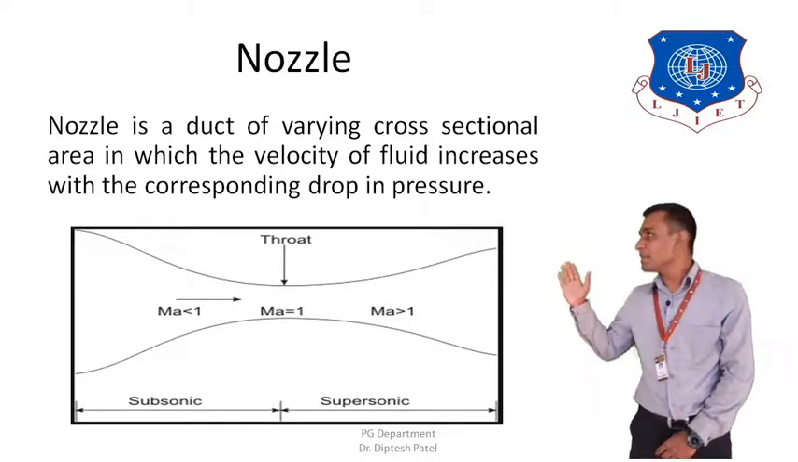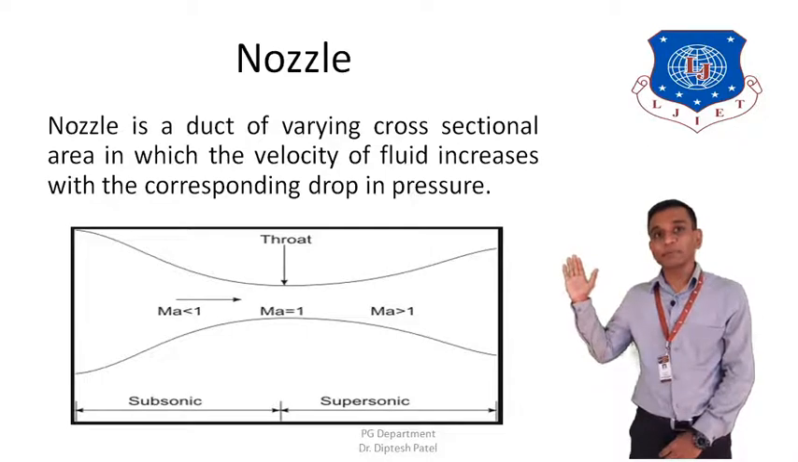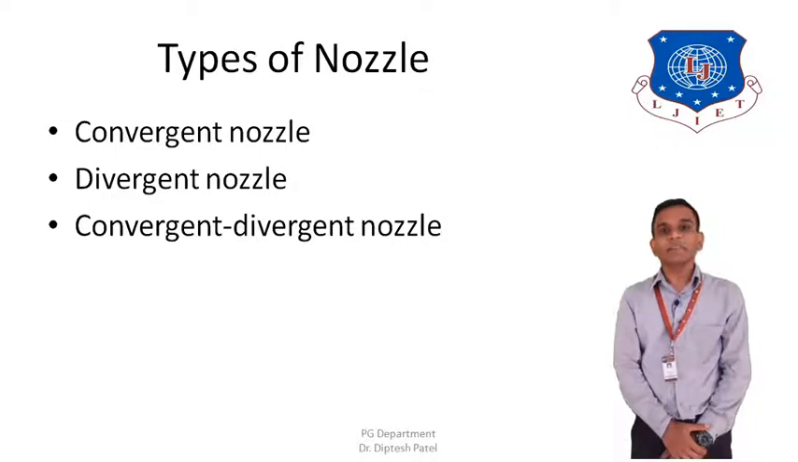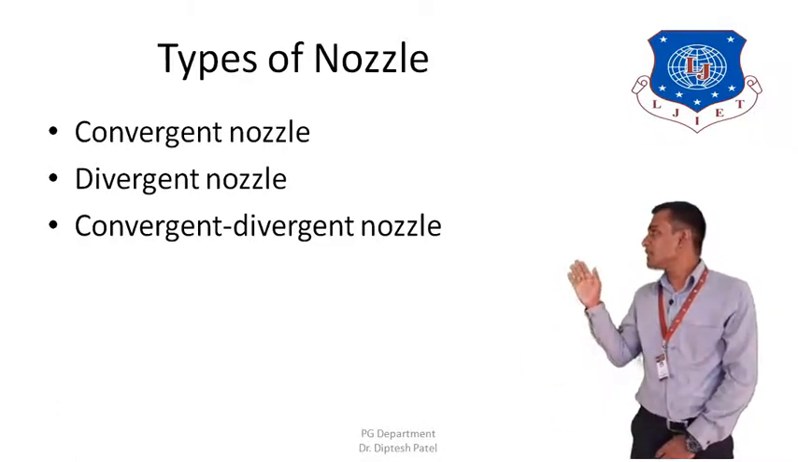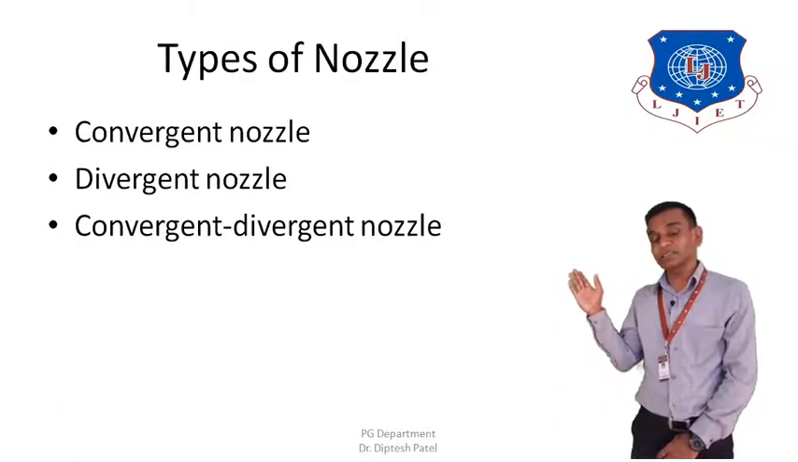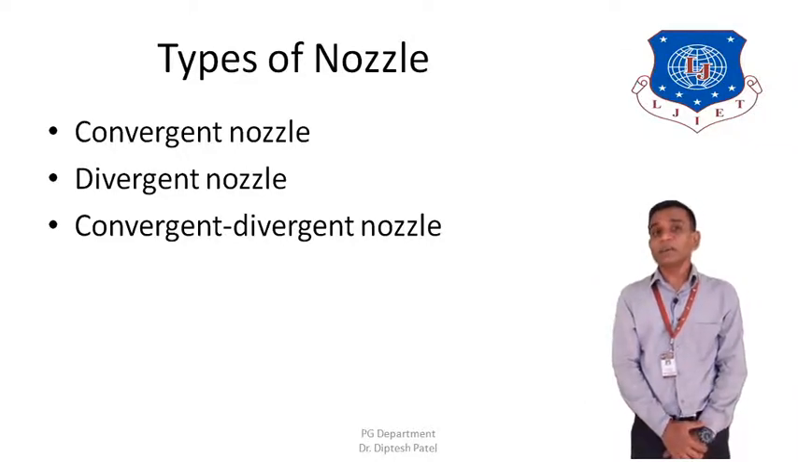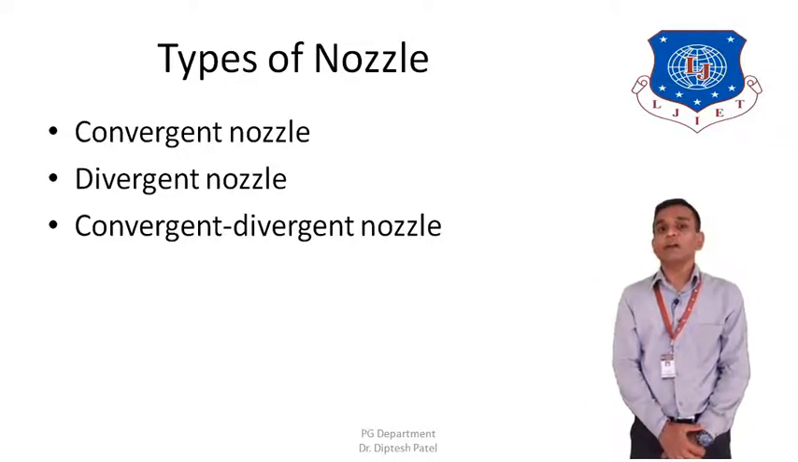Now you can see different types of nozzles, and one of them is the convergent divergent type nozzle. Let's move forward to understand the different types of nozzles. Here three different types are mentioned: converging or convergent nozzles, diverging or divergent nozzles, and the third one is a combination of the above two: convergent divergent nozzles. So let's go through each of them.